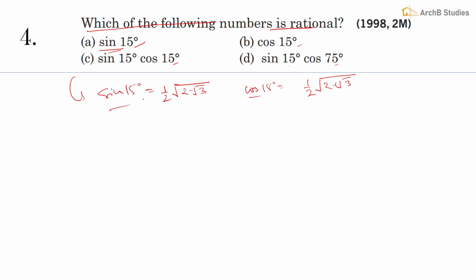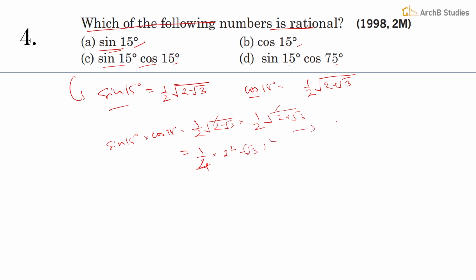and sin 15 cos 15, if you multiply them, sin 15 degrees into cos 15 degrees, 1/2 root 3 into 1/2, 2 minus, 2 plus root 3. This will become 1/4 into, the root will be cancelled. This will become 2 square minus root 3 square.